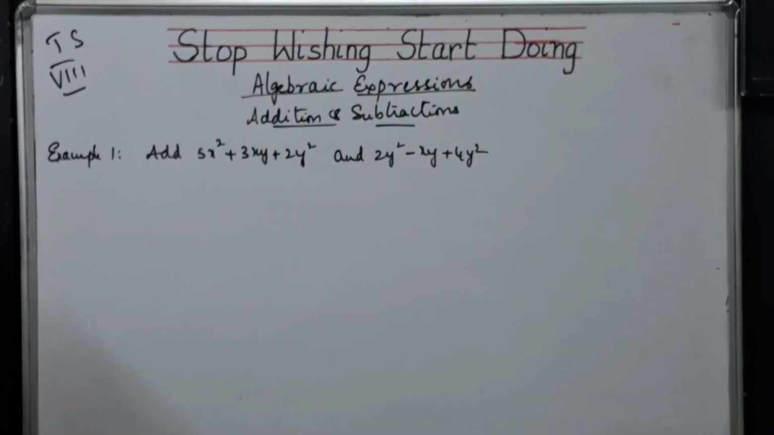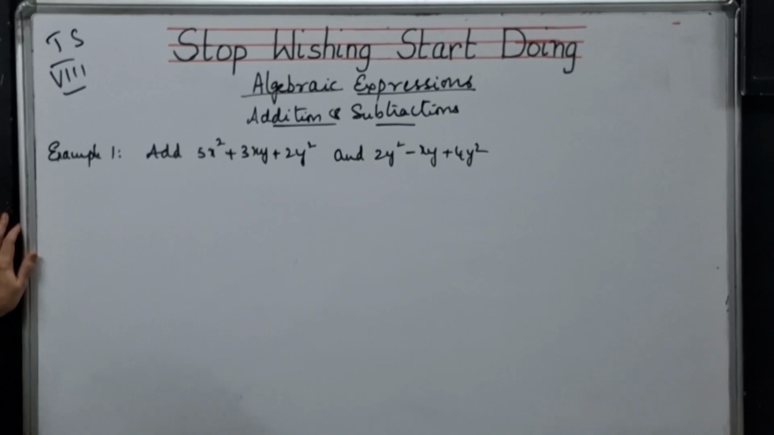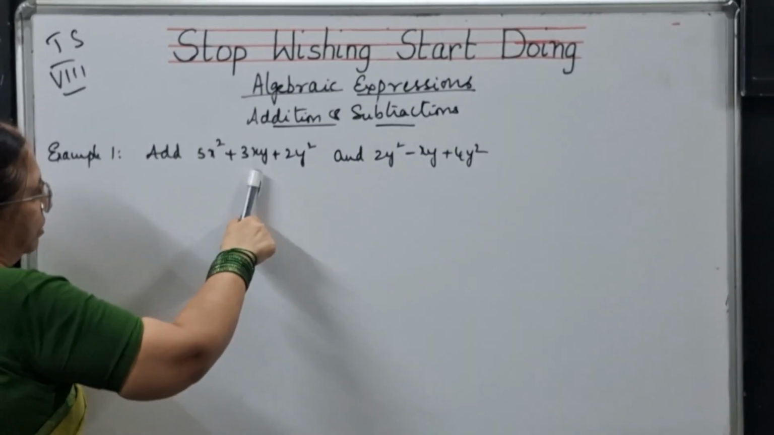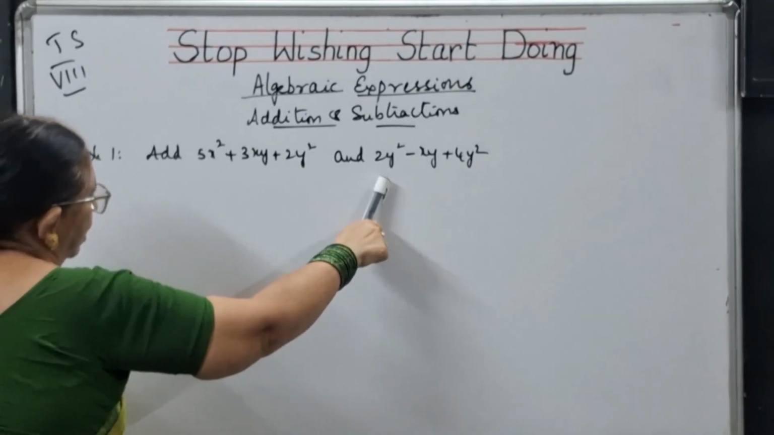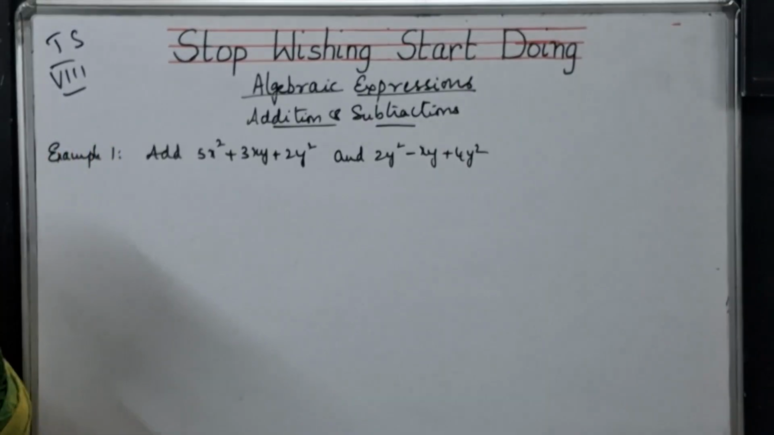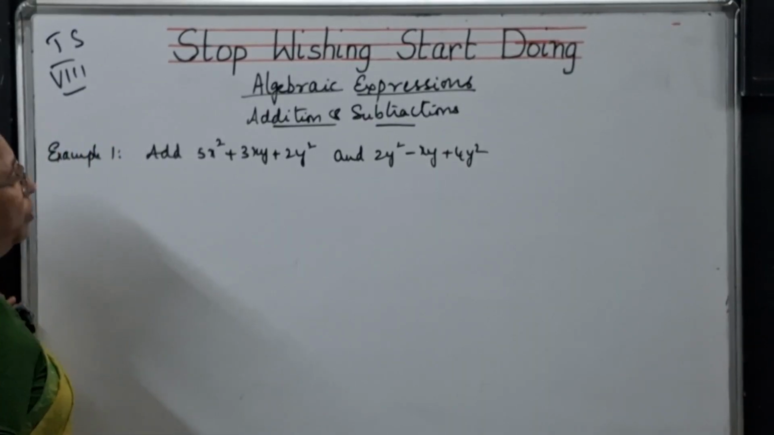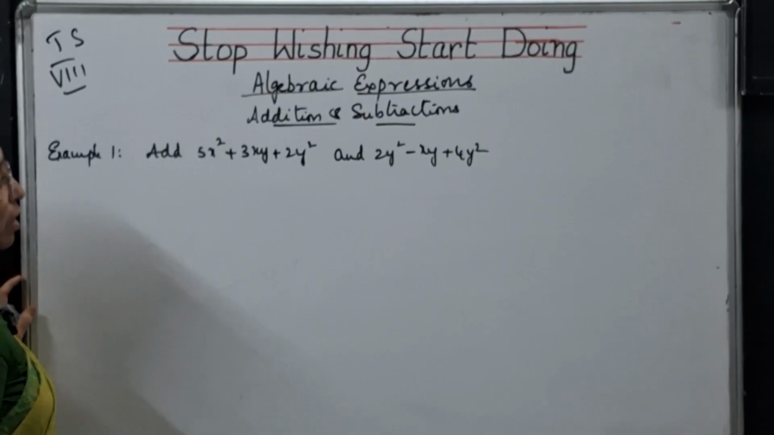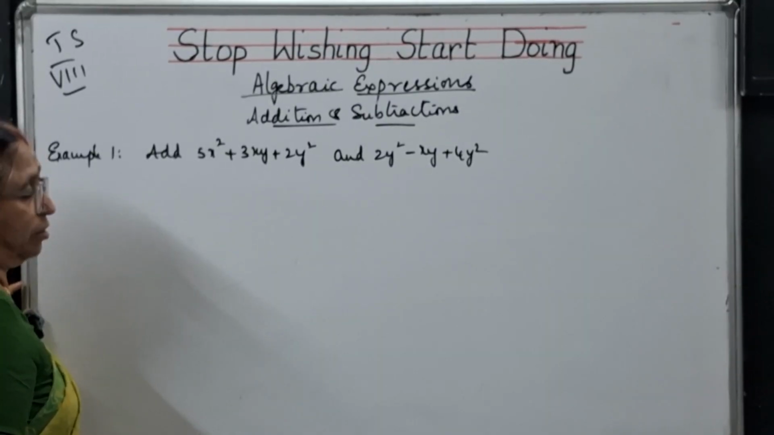Now we will deal with addition and subtraction of algebraic expressions. Example 1: add 5x square plus 3xy plus 2y square and 2y square minus xy plus 4y square. When you are adding, first you have to group them as like terms or unlike terms. So how will you do it?